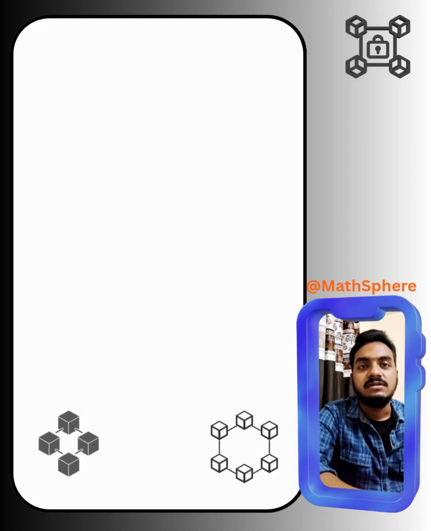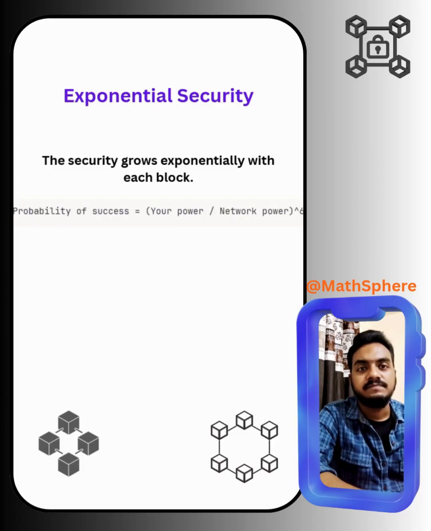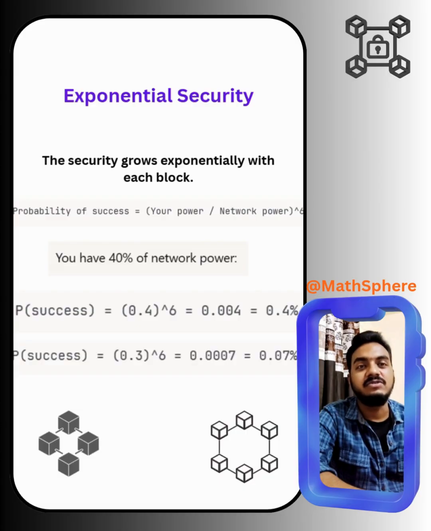Third problem is the security grows exponentially with each block. Let's say you want to change a transaction that is 6 blocks deep, so what will be your probability of success? It is calculated by your power divided by the network power raised to 6. So let's say you have 40% of the network power. Whatever is the total power required, you have just 40%. So your probability comes out to be 0.4%. For 30% of the network power, you will be having probability 0.07%. So the deeper the transaction, that means the more blocks you have, the more secure it becomes.